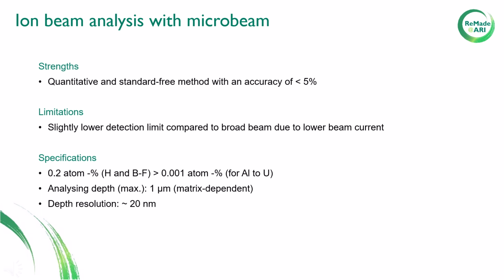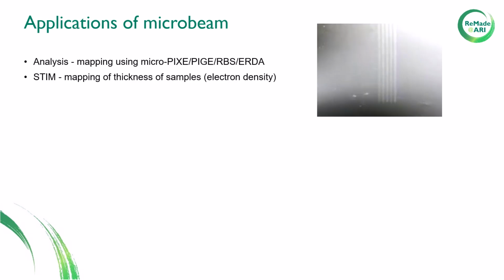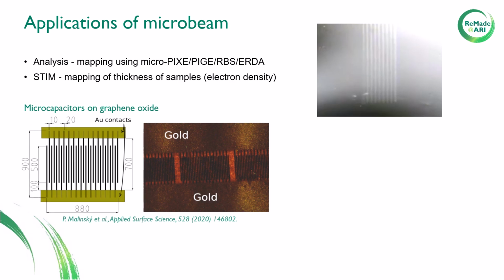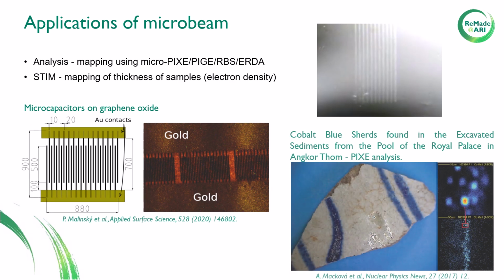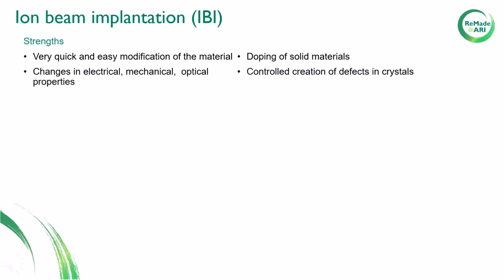Microbeam method involves using highly focused beams of particles or radiation to analyze and manipulate materials at very small scales. A limitation of this method is a slightly lower detection limit compared to broad beam due to lower beam current. This method has a wide range of applications across various fields. For instance, it can be used for mapping of thickness of samples or for microstructuring of material in the preparation of condensators.